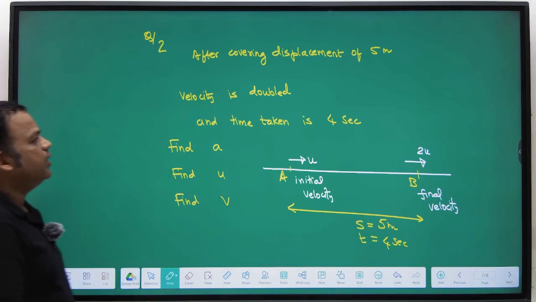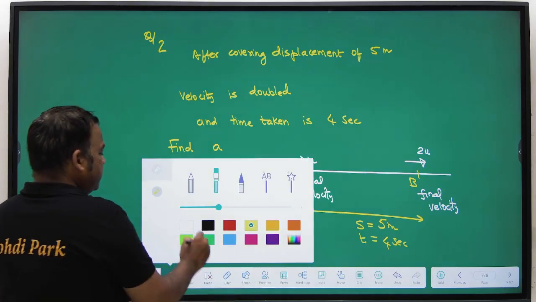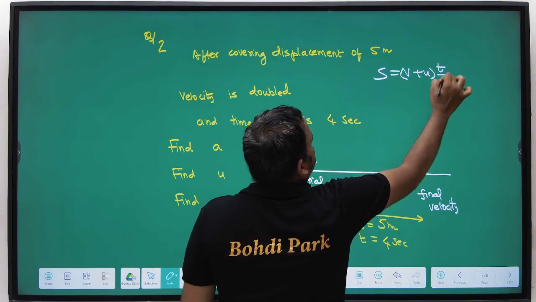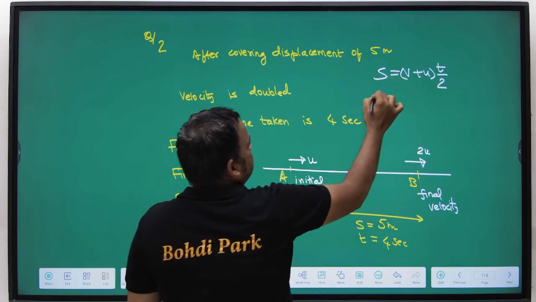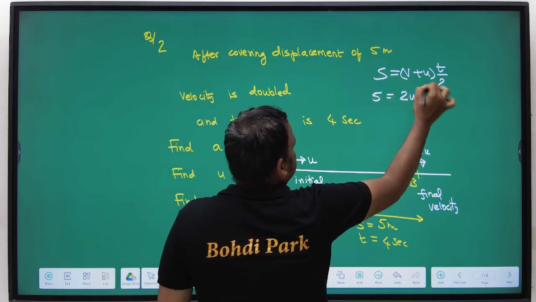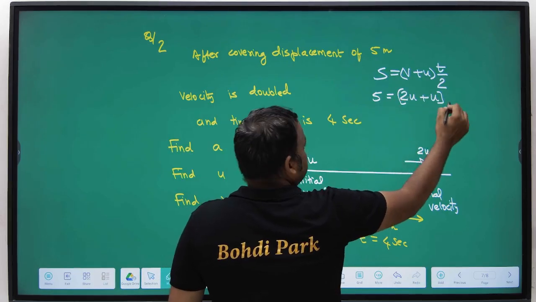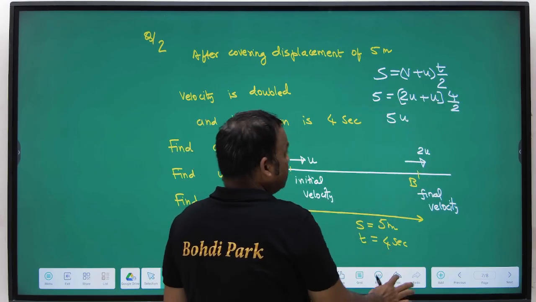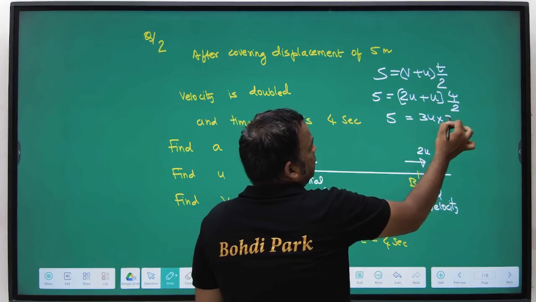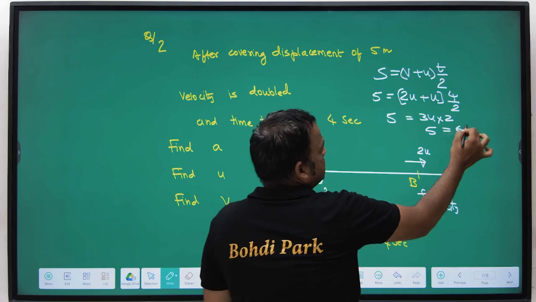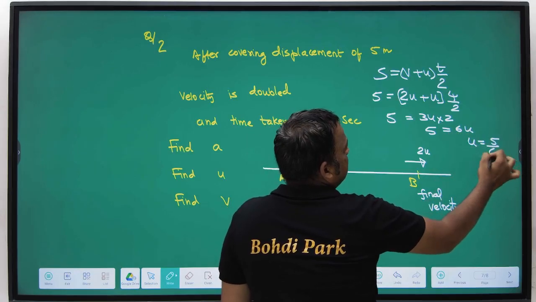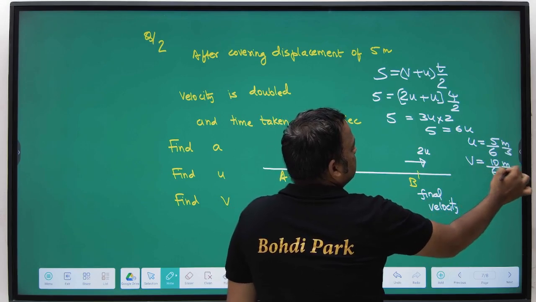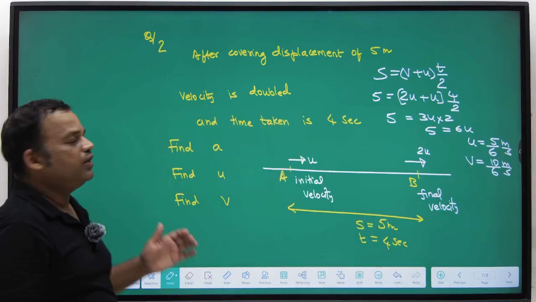Let's find out. So again we will use S is equal to (V plus U) into T by 2. So S is 5, V is 2u, U is u, time is 4, so this is 4 by 2. So we'll solve this. 5 is equal to 3u into 2. So 5 is equal to 6u. So u is equal to 5 by 6 meter per second. So v will be equal to 10 by 6 meter per second. We got the value of u and v.